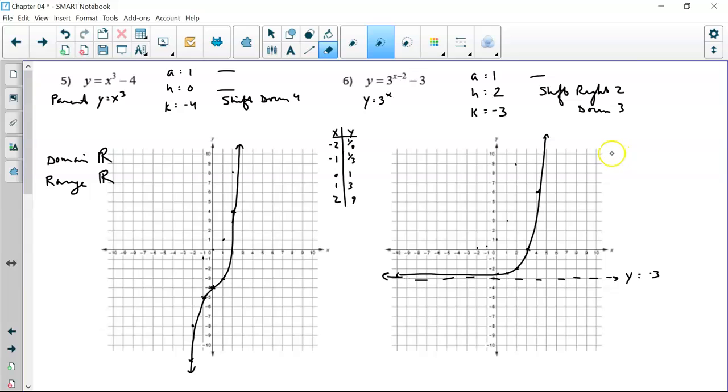Now for this, our horizontal asymptote is at y equals negative 3. It's shifted down 3 with k. Our domain, all real numbers, and our range, all our values for y are greater than negative 3.